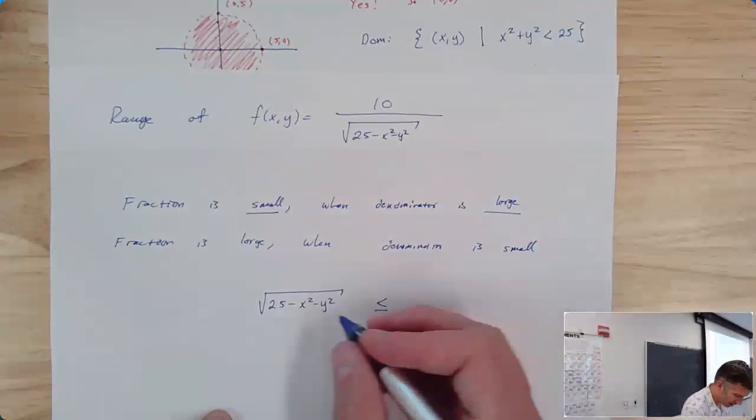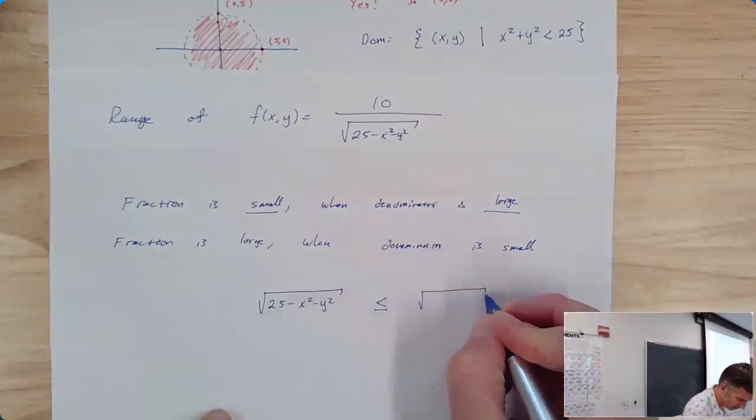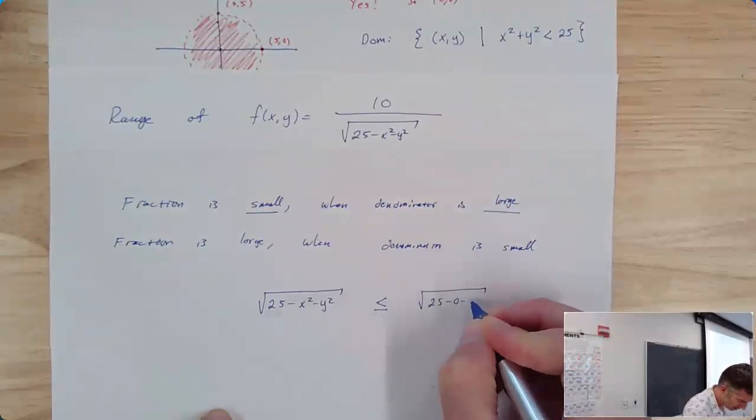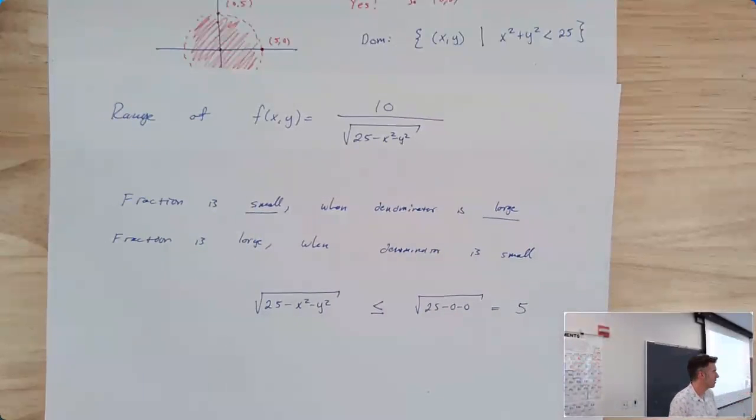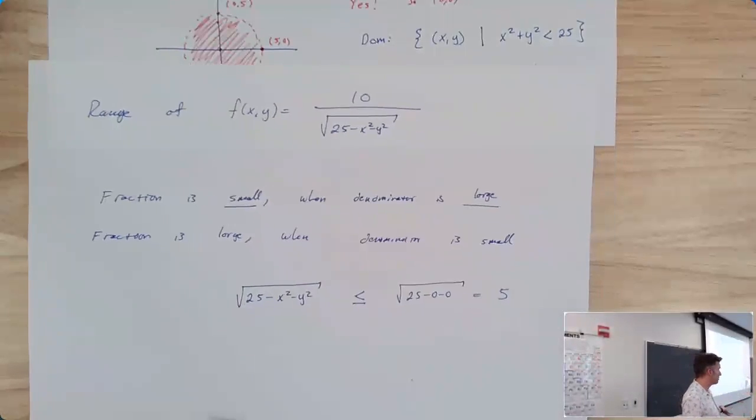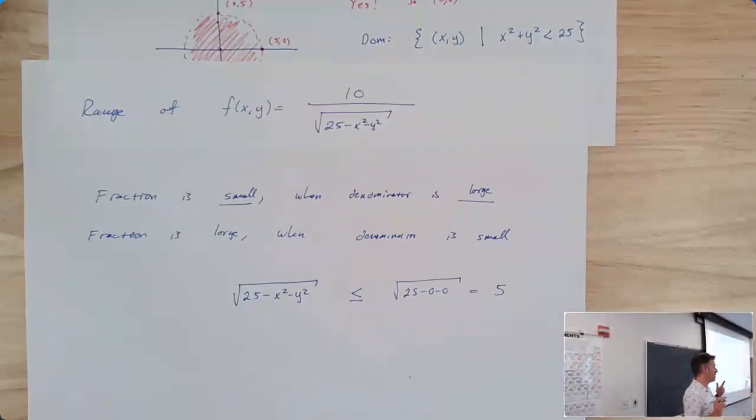So if x and y are both 0, you're going to get the square root of 25 minus 0 minus 0, which is just 5. That's the biggest that can be, because if you pick x to be negative, a negative number squared is still positive. Same deal for y.